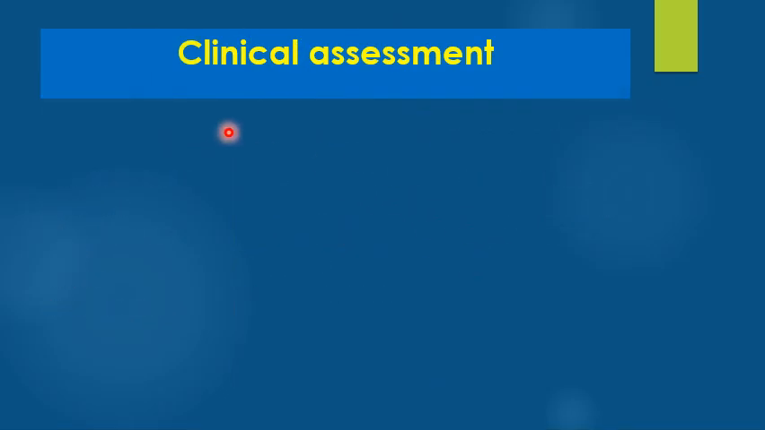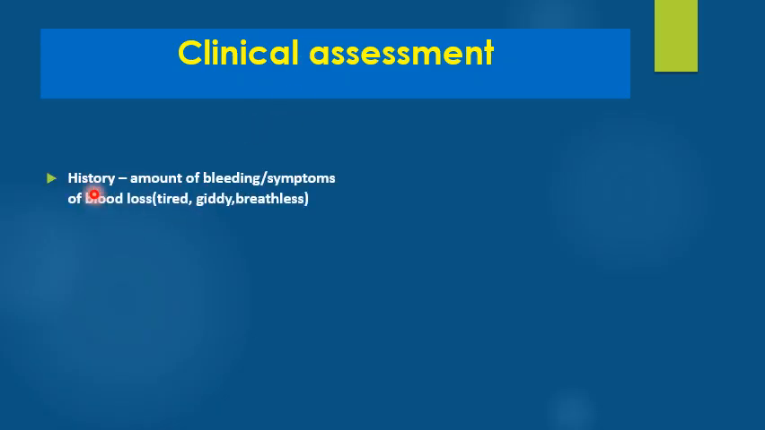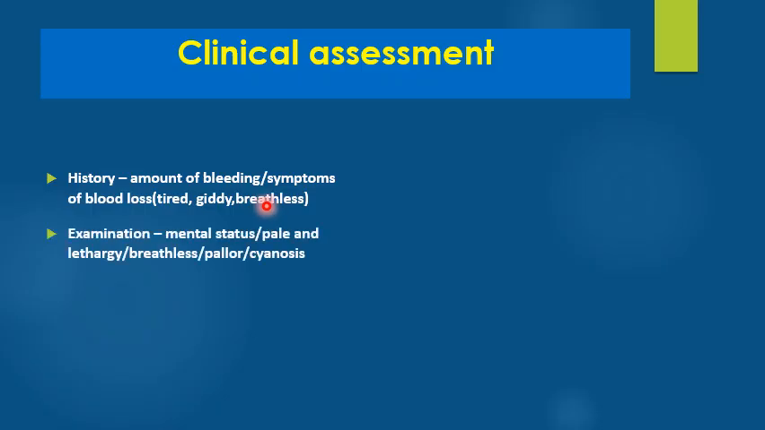Now, having gone through the history and physical examination, how will you clinically assess the patient's bleeding, the severity of the bleeding? First you take a good history: amount of bleeding, symptoms, frequency of bleeding, and then also evidence or symptoms of blood loss: tiredness, giddiness, breathlessness. These are important things that you must look for in these patients.